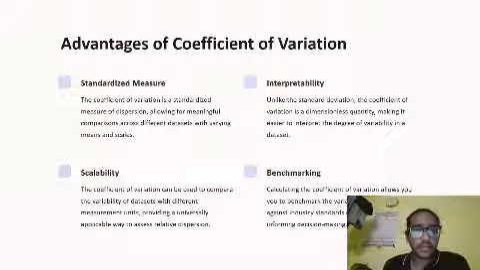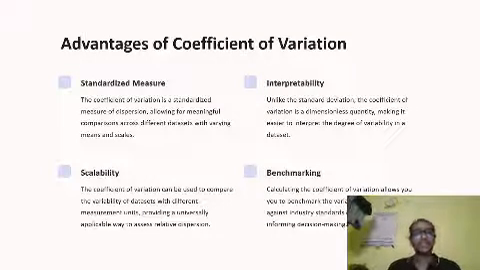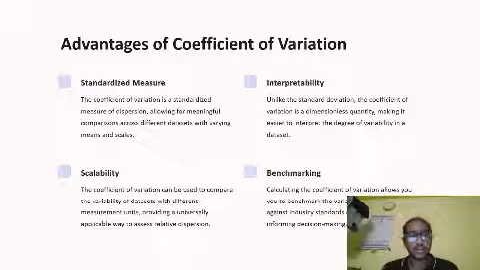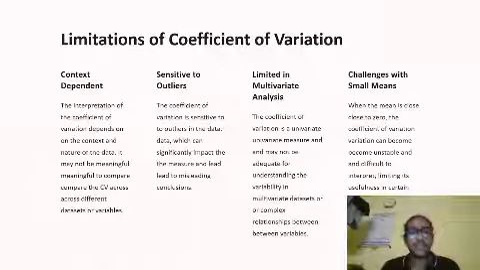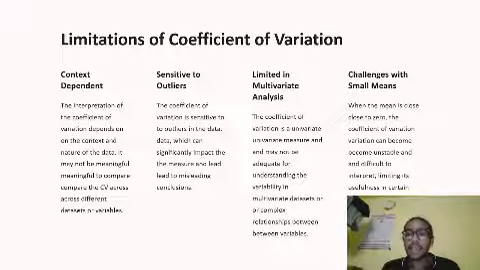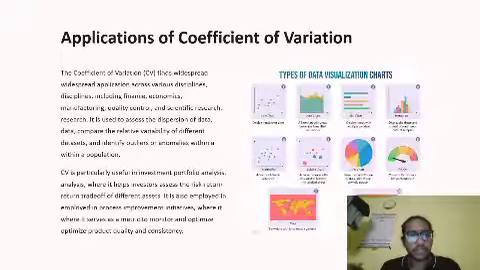I will talk about the advantages of the coefficient of variation: standardized measure, scalability, interpretability, and benchmarking. These are the advantages of the coefficient of variation. Then the limitations of the coefficient of variation: context dependent, sensitive to outliers, limited in multivariate analysis, as well as challenges with small means. These are the limitations faced with the coefficient of variation.